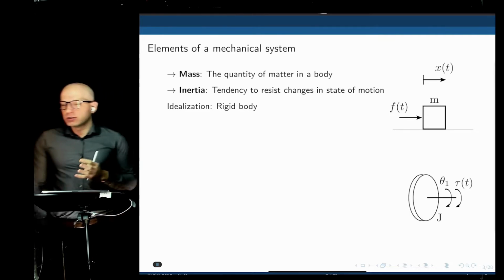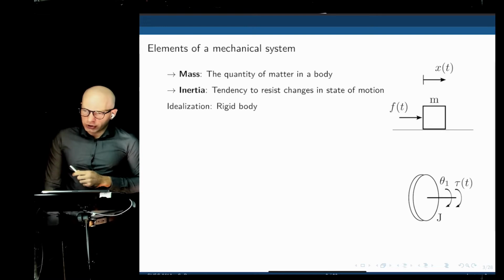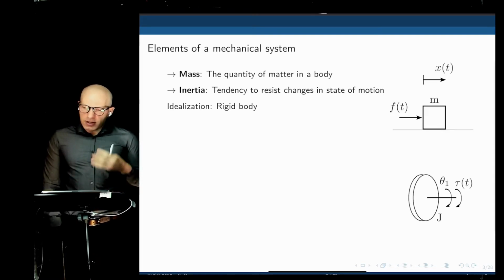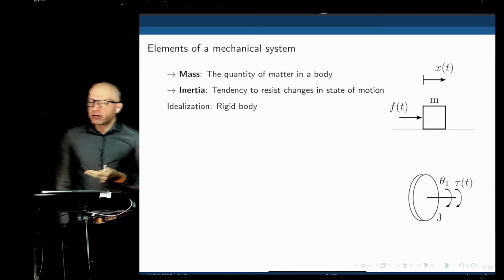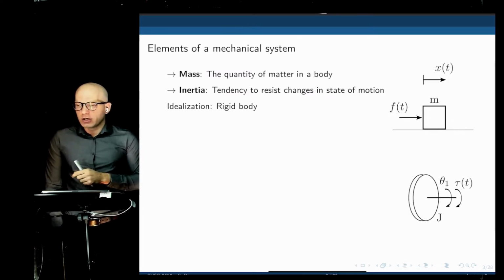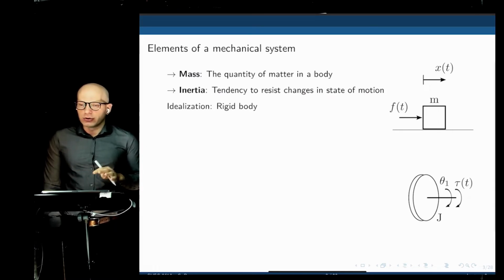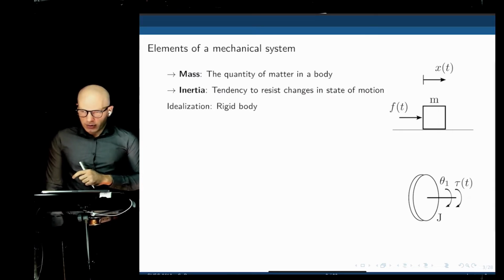The first thing we are going to model is the effects of inertia in a system. Any mechanical system will have to be represented by a mass, which is an indication of the quantity of matter in a body. Mass creates inertia, which is a tendency to resist changes in motion. We are going to make some idealizations here. The first one is that our systems are rigid bodies. They don't deform under forces applied to them.